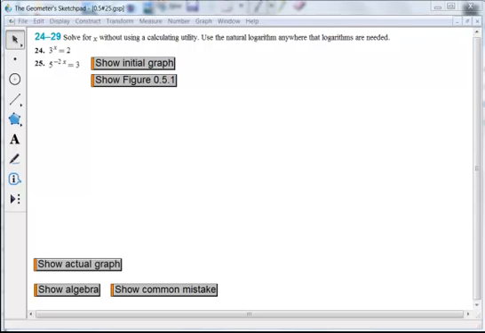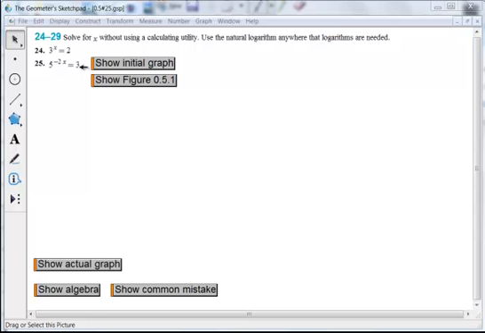In this video, I'm going to do number 25 in section 0.5 of Anton. The question says, solve for x without using a graphing calculating utility. Use the natural log where any logarithms are needed. So question number 25 says 5 to the negative 2x is equal to 3.